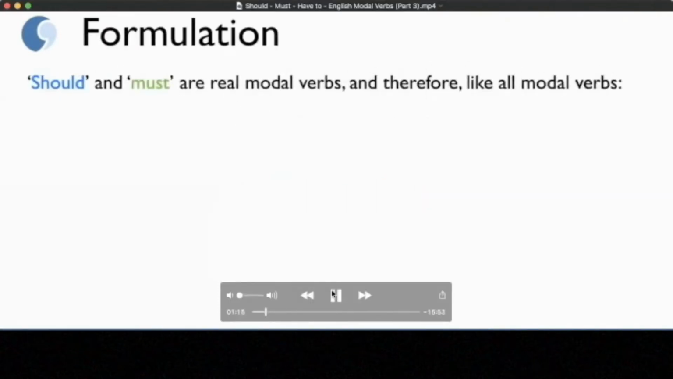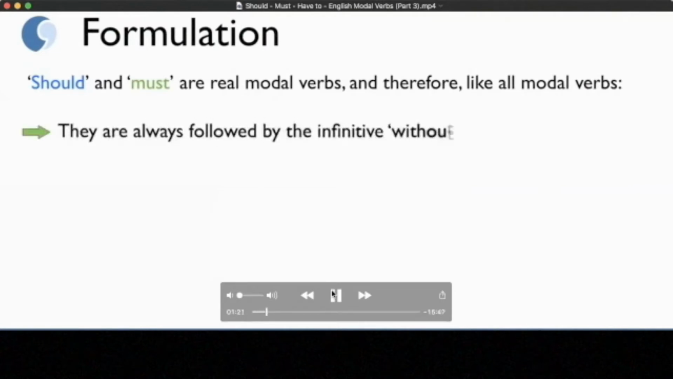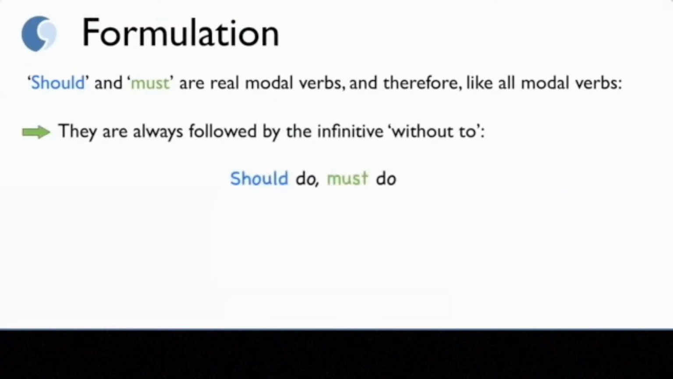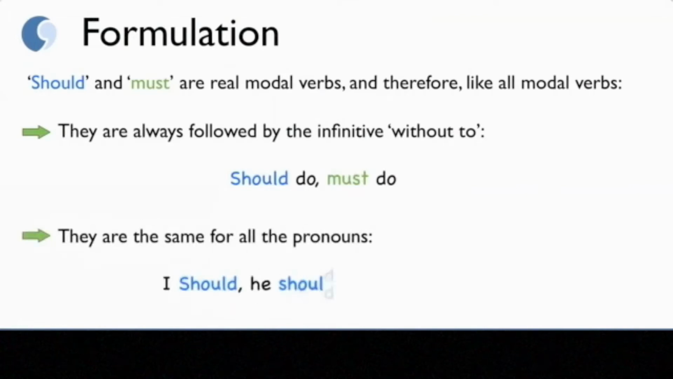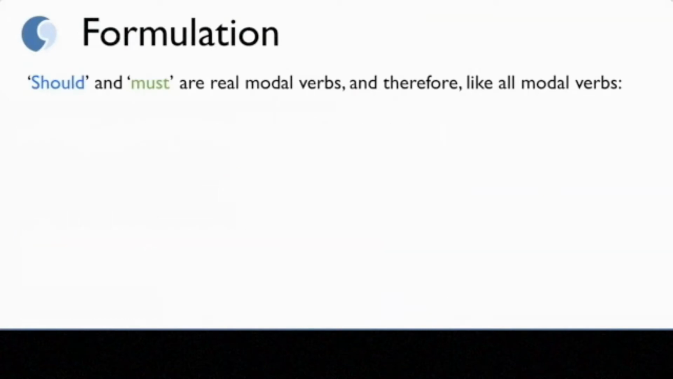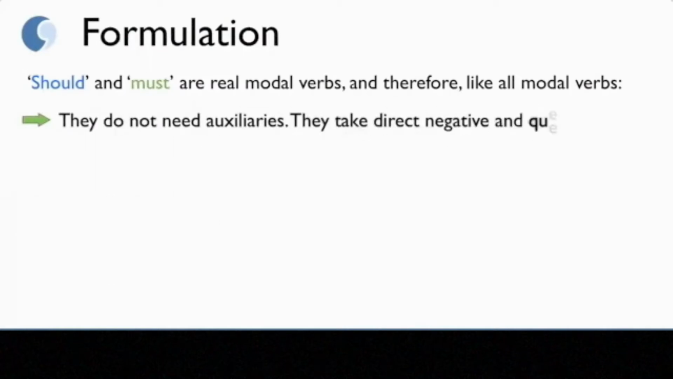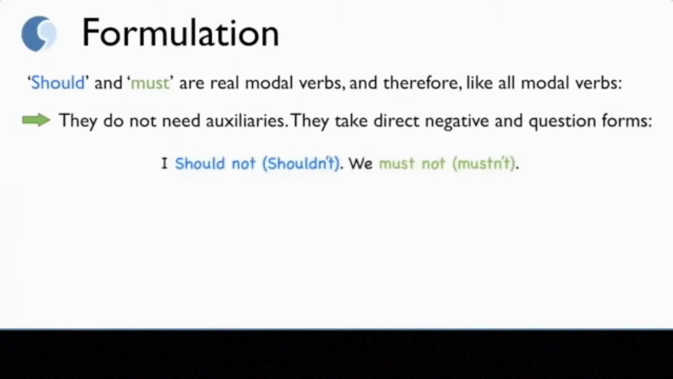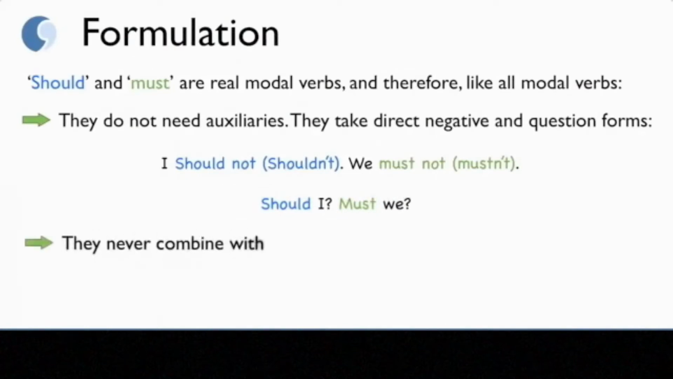Should and must are real modal verbs, and therefore, like all modal verbs, they are always followed by the infinitive without to. Should do, must do. They are all the same for all these pronouns: I should, he should, it should, etc. They do not need auxiliaries. They take direct negative and question forms: I shouldn't, should not, we must not, mustn't, should I, must we.